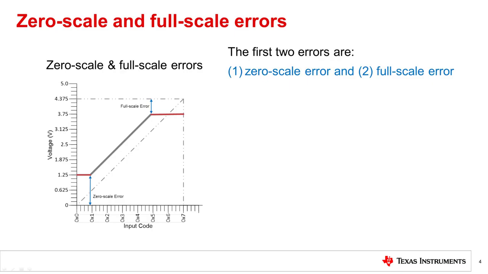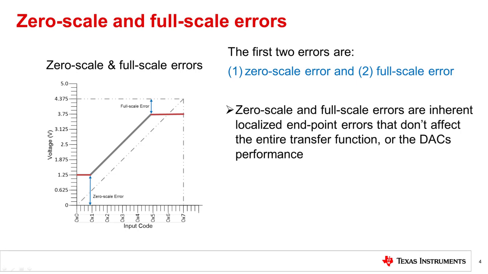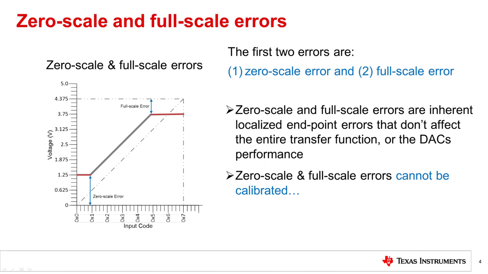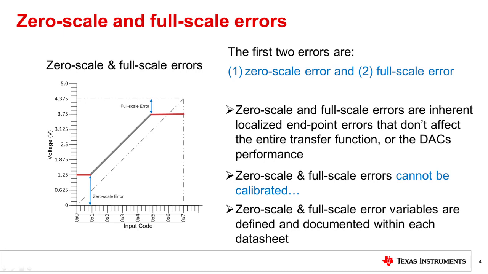As previously noted, every DAC possesses several inherent errors, 2 of which are zero scale error and full scale error. Zero scale and full scale errors are inherent localized endpoint errors that don't affect the entire transfer function or the DAC's actual performance. Such errors are static errors that occur when a converter is converting static DC signals. While zero scale and full scale errors cannot be calibrated, the variables associated with them are well documented with each datasheet.